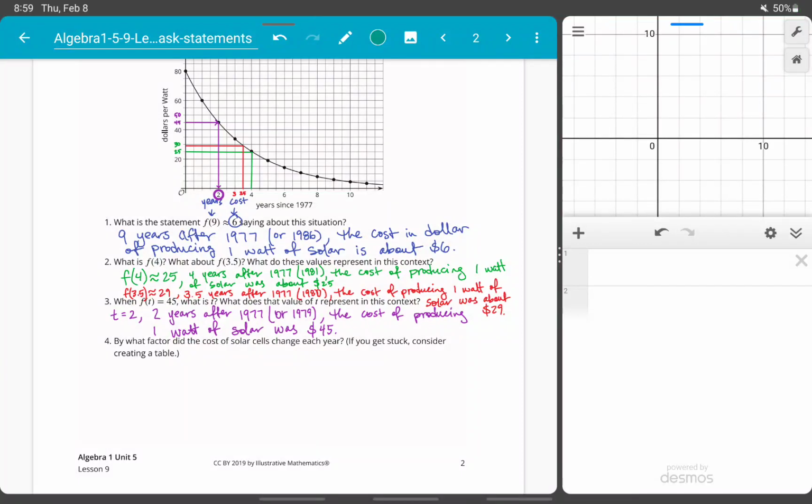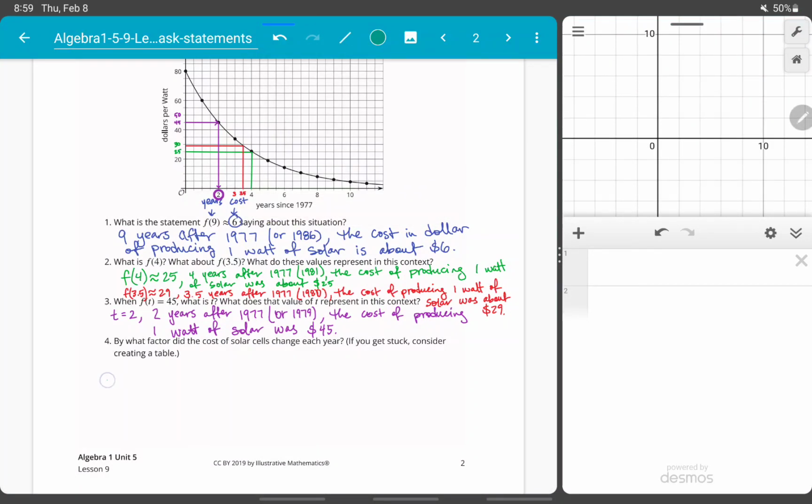By what factor did the cost of solar cells change each year? If you get stuck, consider creating a table. Okay, so we have some different strategies for this. Since they suggested a table, why don't we start there and see what we come up with?